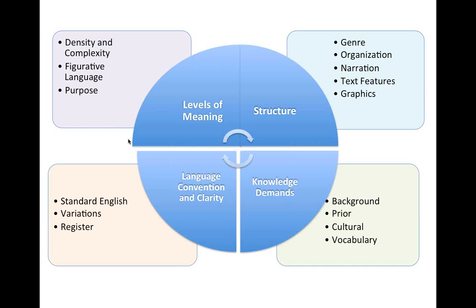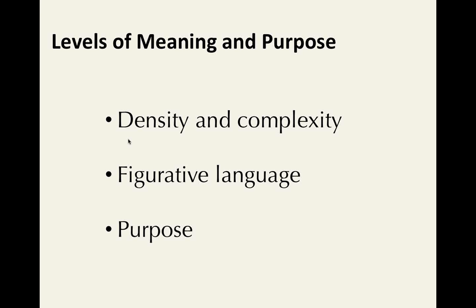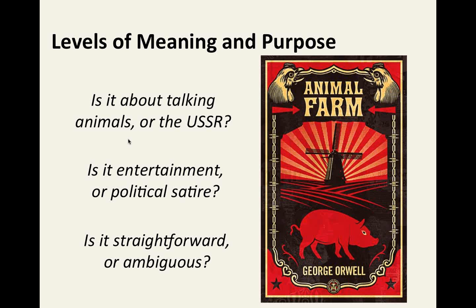To give you an example of this, the first area is level of meaning and purpose. It's about the density, the language that's used, and if there's a clearly stated purpose. For example, this text is about the life cycle of a frog. That makes it easier when the author gives you the purpose. So the sample text that I put in is Animal Farm. It's not too hard in terms of vocabulary. It's not too hard in terms of background knowledge. It's not too hard in terms of sentence structure.